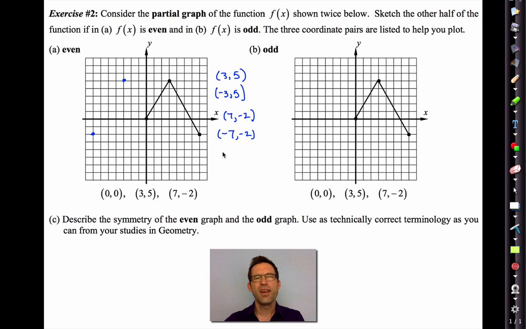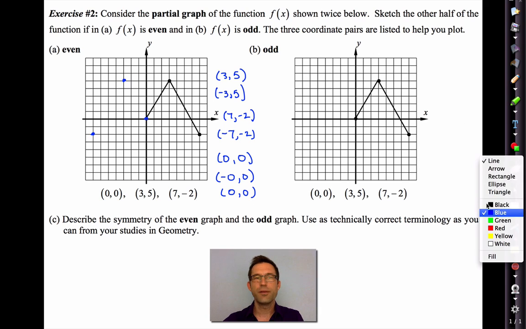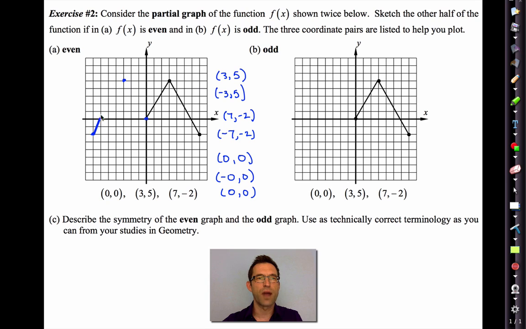All right. Now what about that point 0, 0? That's a little weird. Well, in an even function, it would say that negative 0, 0 is on the graph. But that's just 0, 0. So that doesn't change much. And it means the graph of our function must look like this. And those are just a few of the points. Of course, we could pick all sorts of points on there.